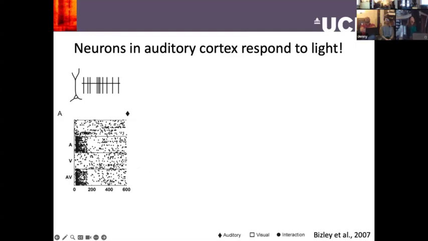So in this experiment, we had an auditory stimulus, which was a 100 millisecond noise burst, a visual stimulus that was just a 100 millisecond light flash, and an audiovisual stimulus, which was the two presented together, so really simple stimuli.